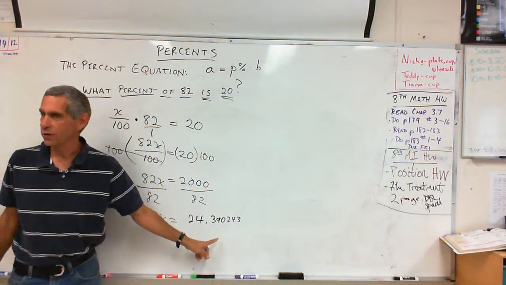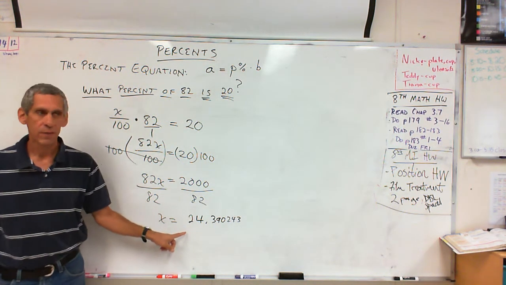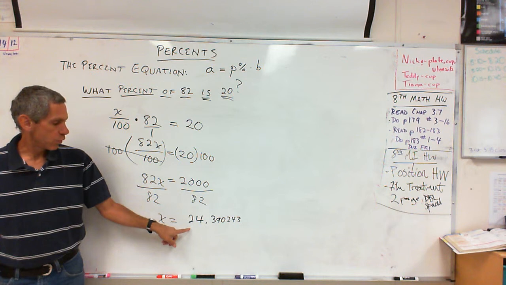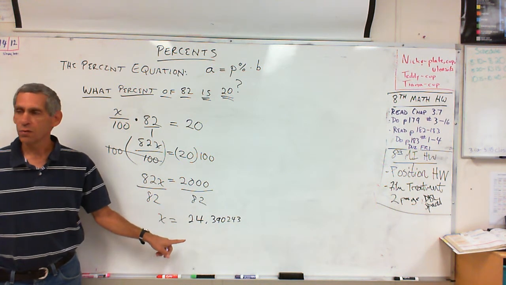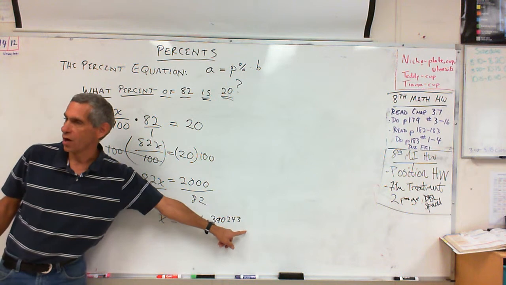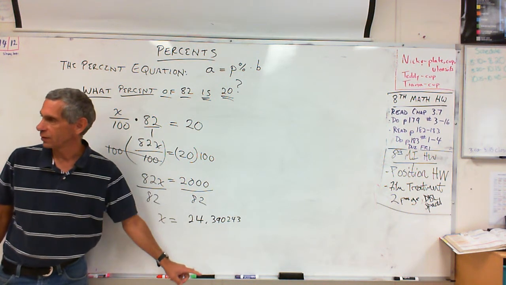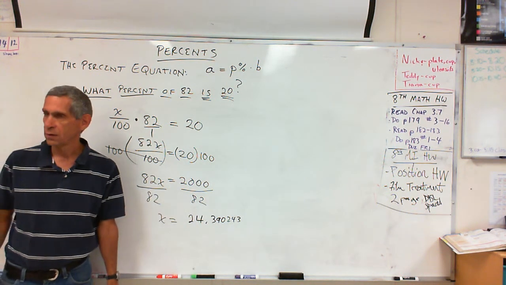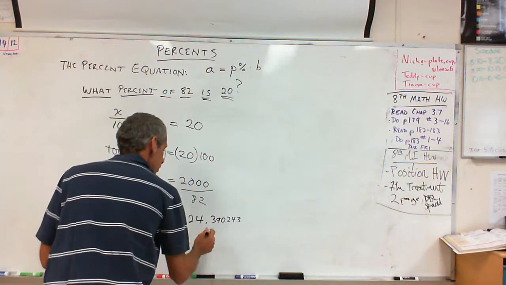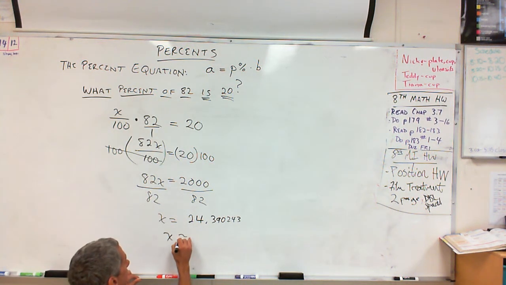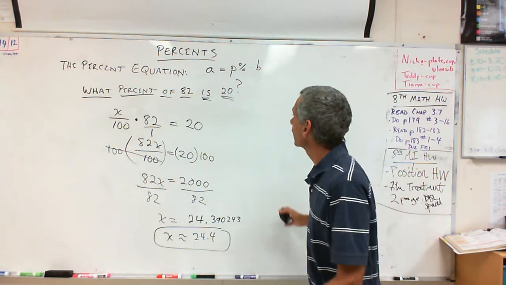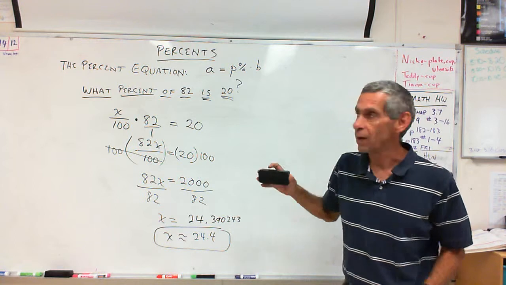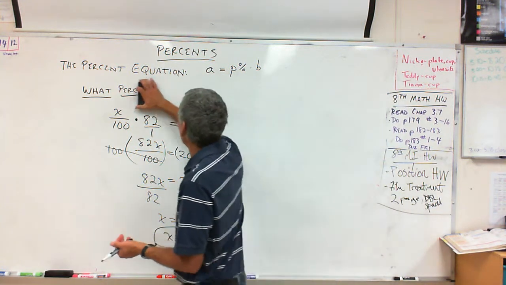But you don't have to write all this. If you see, I got to like the floor, so I would just say 24.4. You guys don't have to do these long decimal places afterwards. So I would say x is approximately equal to 24.4. That's how I would do it. This works for any kind of percent problem, where you can just put it right into its equation.